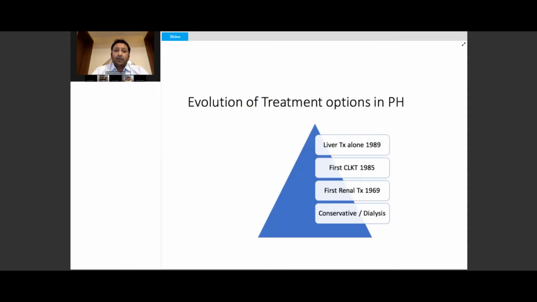When you look at the evolution of treatment options in primary hyperoxaluria, initially only conservative or dialysis treatment was available. The first renal transplant was done in 1969, followed by a combined liver kidney transplant in 1985. And later, in 1989, liver transplant alone was attempted.